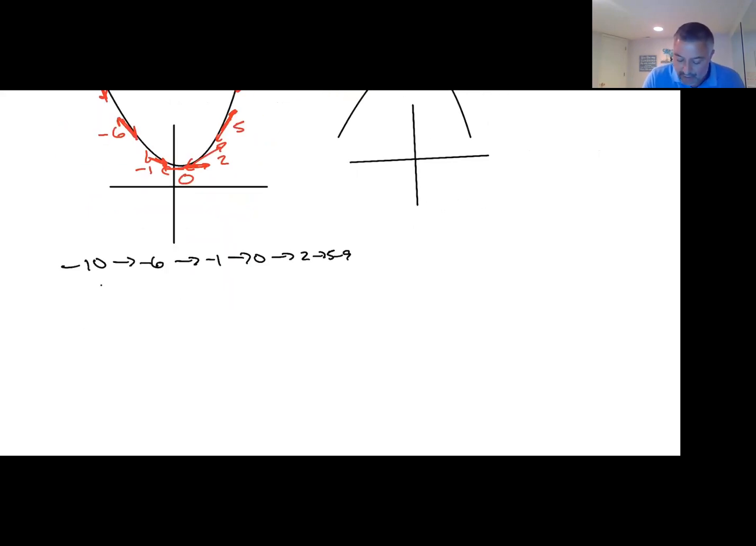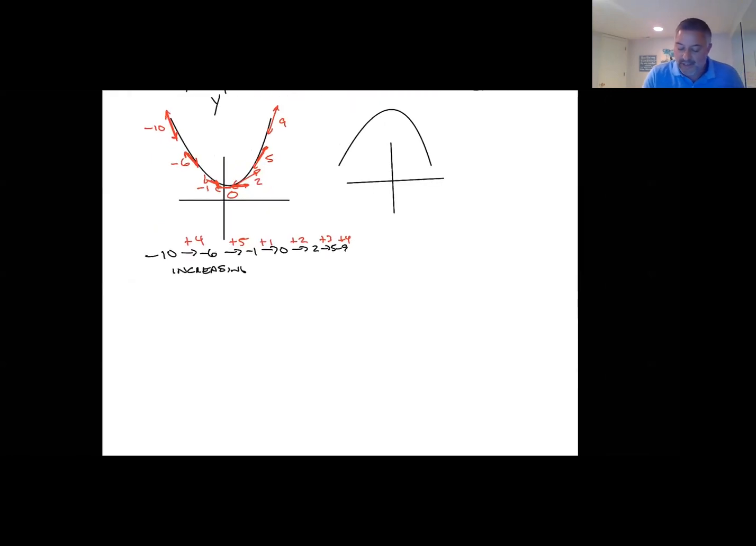It is always increasing, right? So my rate of change is always positive. It's +4 here, it's +5 here, it's +1 here, it's +2 there, it's +3, and it's +4. So the rate of change of the rate of change, f double prime of x, is greater than 0. So we can see that when it's greater than 0, it's concave up.